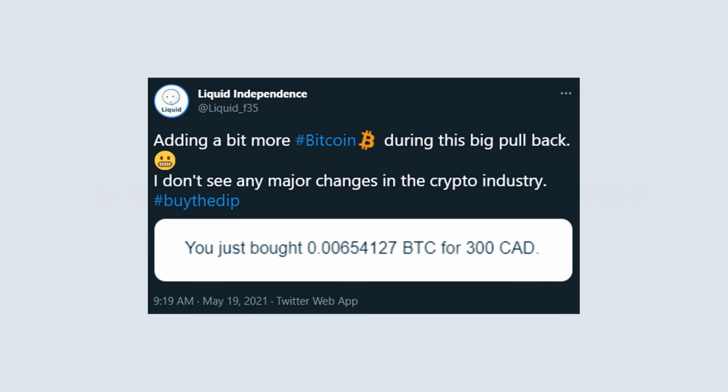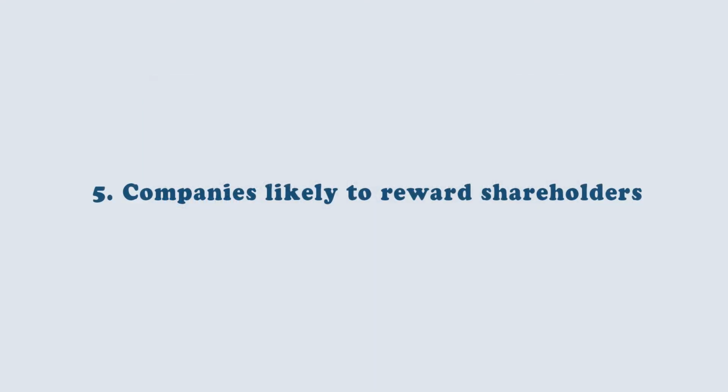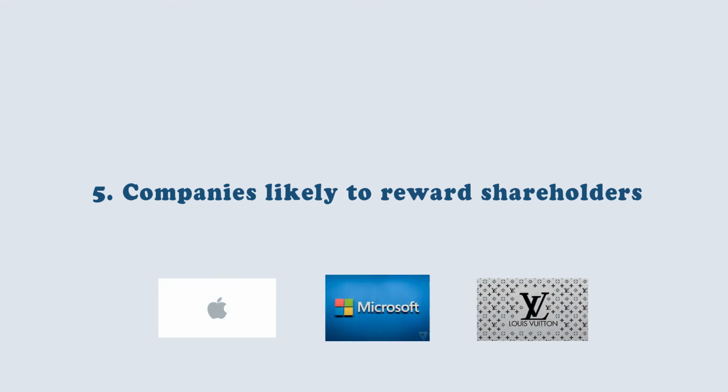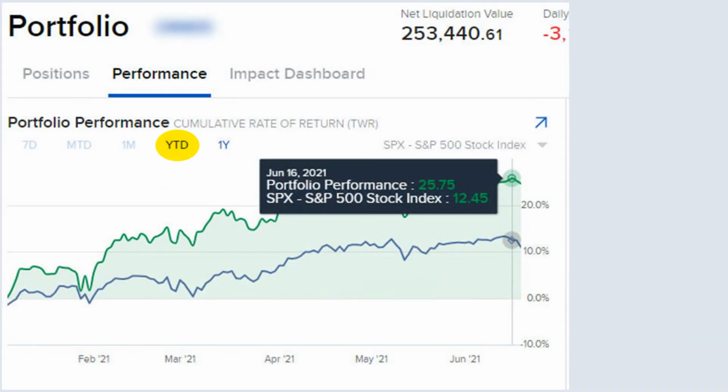And finally, I've been buying stocks with strong fundamentals and healthy balance sheets. I expect an increase in shareholder friendly behavior for companies with a lot of cash reserves, such as Apple, Microsoft, or LVMH. I'm going to have a link down below in the description to all of the stocks that I hold. I'm pretty happy with the performance of my non registered account so far this year.